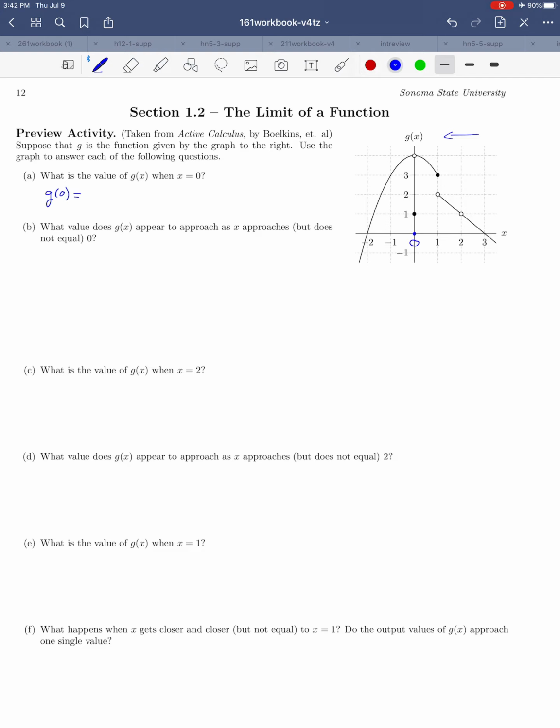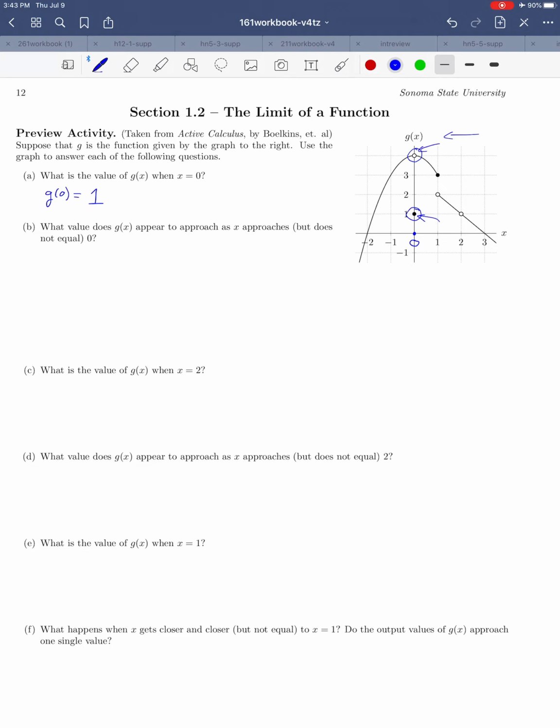Let's look at the graph. When the input is 0, there are two things happening in our graph. We have this black dot at vertical value 1, and then we have this white dot or open dot up at vertical value 4. Now the closed dot versus the open dot tells us which of those two values actually gives us our function value. So in our case, the closed dot, the value 1, tells us the value of the function. So g of 0 is 1.